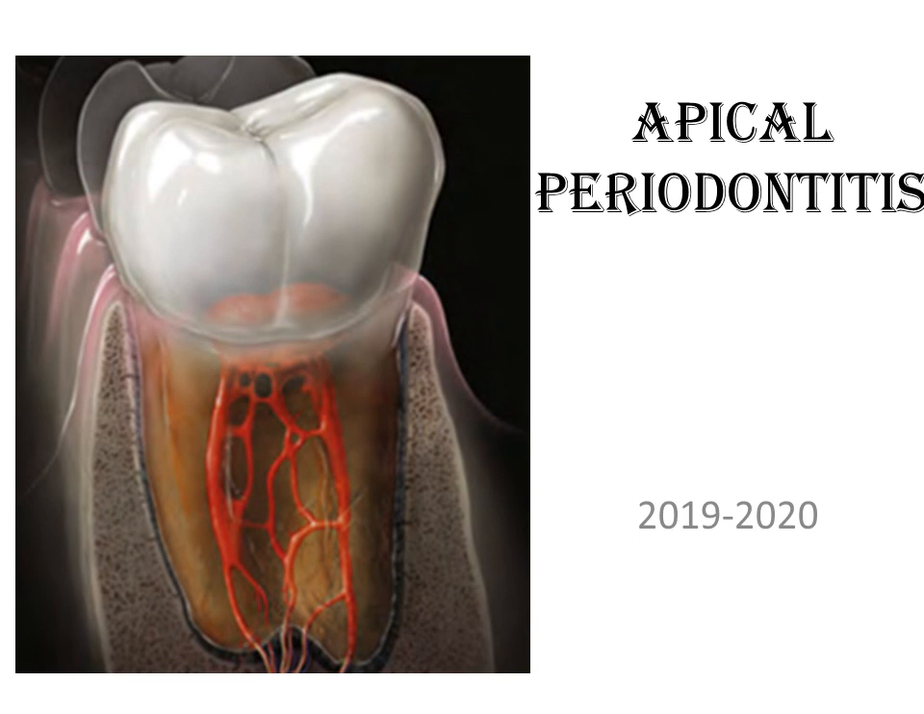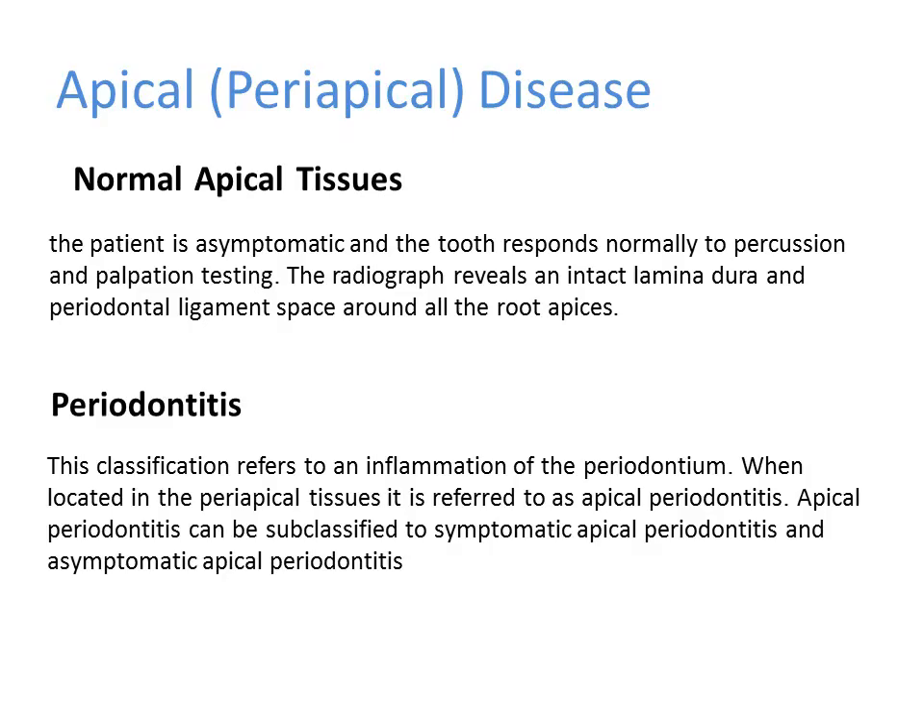About apical periodontitis. The periapical tissue is just the tissue beneath the foramen, the dentino-cemental junction, the apical foramen. For a normal tooth, it's asymptomatic, and the tooth responds normally to percussion and palpation tests.